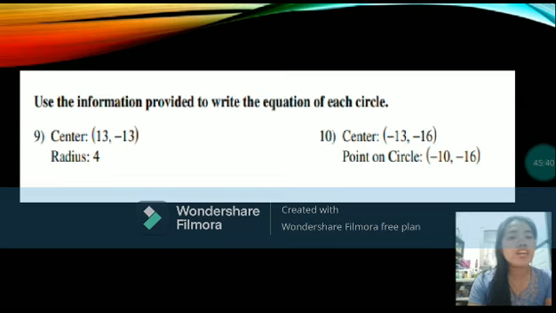And use the information provided to write the equation of each circle. You have the center, negative 13, negative 13, and the radius. By the way, I want you to write both the standard and the general form of the equation of a circle for 9 and 10. For number 10, the center is negative 13, negative 16. The point on the circle is negative 10, negative 16. So you are given the idea, you can use the distance formula in order to solve for the radius. That's already a clue.